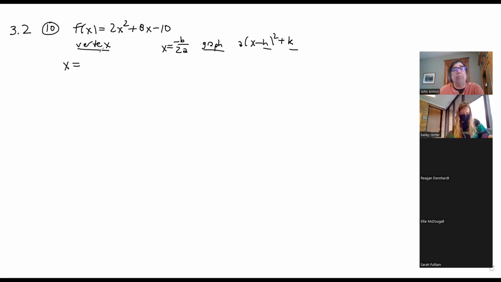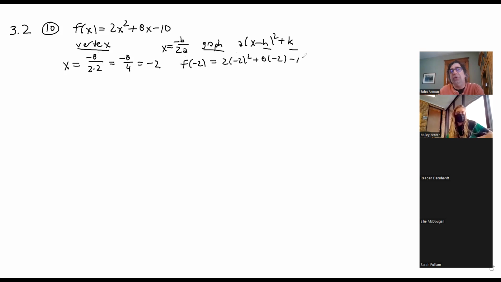So for the x coordinate, it's negative 8 divided by 2 times 2. So the x coordinate is going to be negative 2. When you're finding the y coordinate, you're putting negative 2 into the function and simplifying. Now, what you can actually do here, and some students do it, let me give you the answer here first. This is 8 minus 16, which is negative 8. Negative 8 minus 10 is negative 18. So the answer to the question is the vertex is (negative 2, negative 18). And that's all you had to do for this problem.